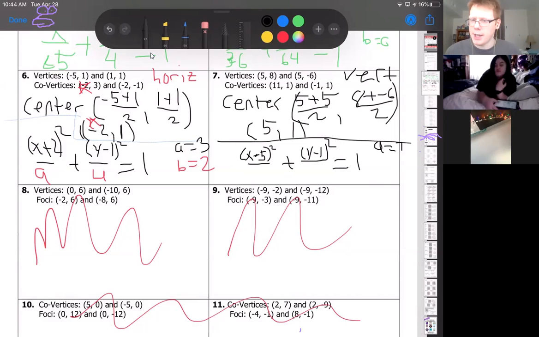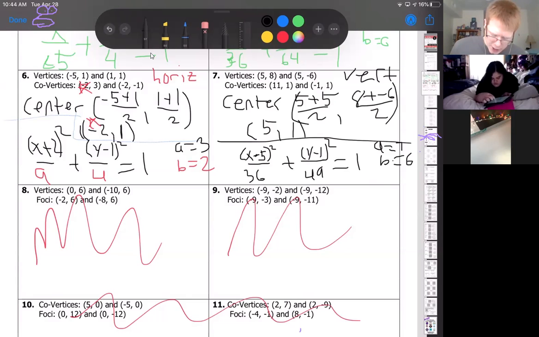We look at the covertices to get my b value. So if you look, it's 11, 1, 5, 1. So the x values are changing. Well, to go from 11 to 5, that would be a difference of 6, or a distance of 6. So my b is 6. So since this is a vertical ellipse, remember that means the bigger denominator has to go underneath your y value. So that would be my a squared, which would be 7 squared, or 49. And then my b squared would go underneath the x part. So 6 squared would be 36.